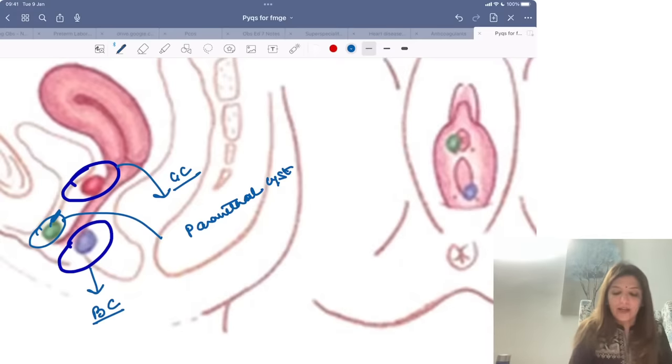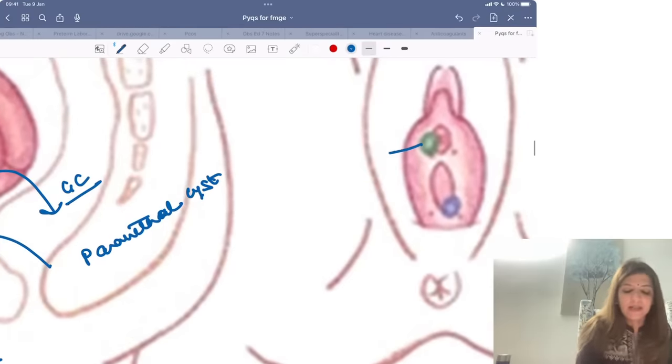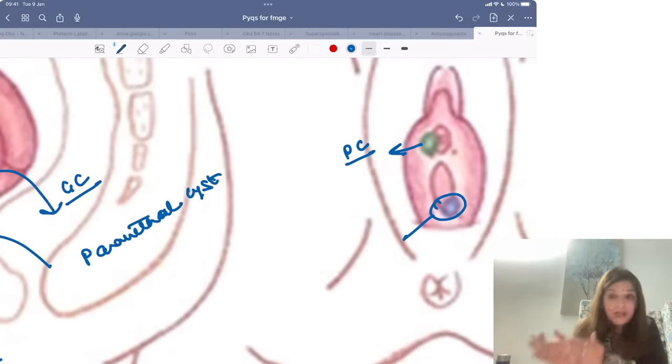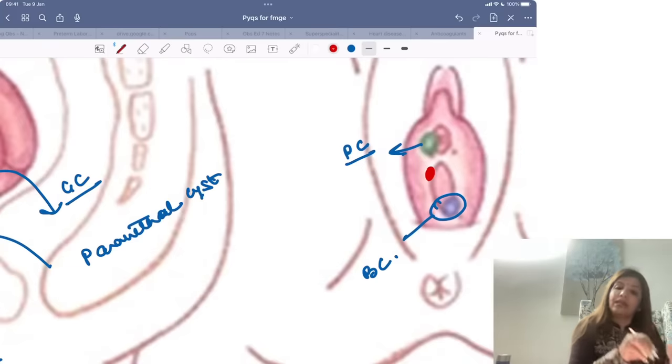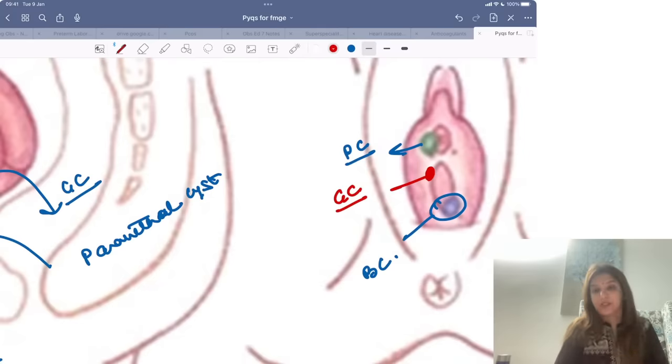Right? So over here, this green color is near the urethra. So this is a para-urethral cyst. ये जो cyst है, ये posterolateral है. So this is a Bartholin cyst. अब Gartner's cyst कहाँ मिलेगी? Gartner's cyst मिलेगी anterolateral. Anterolateral होती तो Gartner's cyst.